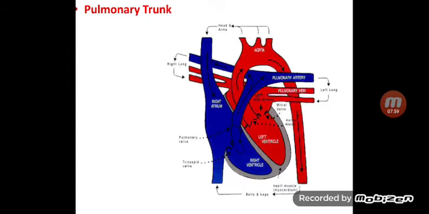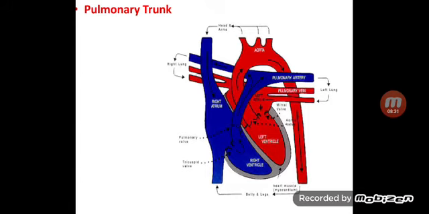The pulmonary trunk. It carries the deoxygenated blood from the right ventricle to the lungs to be oxygenated there. So, it leaves the upper part of the right ventricle. It runs upward, backward, and to the left. The pulmonary trunk is just 5 centimeters in length.